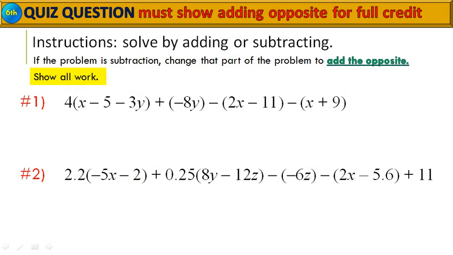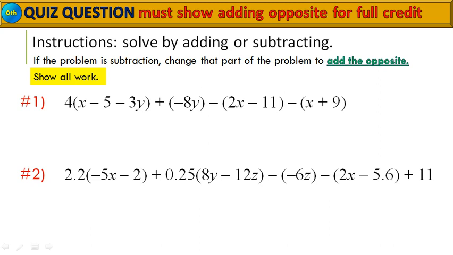The instructions for the quiz are the same as the homework from the previous lesson. You must show all work adding the opposite for full credit. The instructions state, solve by adding or subtracting. If the problem is subtraction, change that part of the problem to add the opposite and show all work.